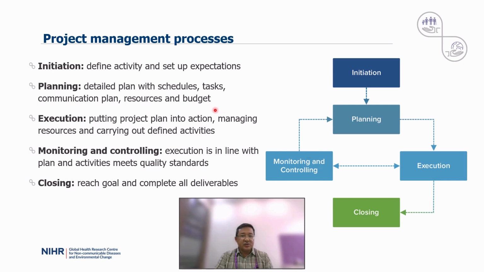It is good to identify and address potential risk at this planning phase. The execution phase involves putting the project plan into action, managing resources, and carrying out defined activities. Build workflows and assign tasks to team members would be of great help. The monitoring and controlling phase involves making sure that the execution is in line with your plan. You track progress, manage risk, and make necessary adjustments to the plan as needed.